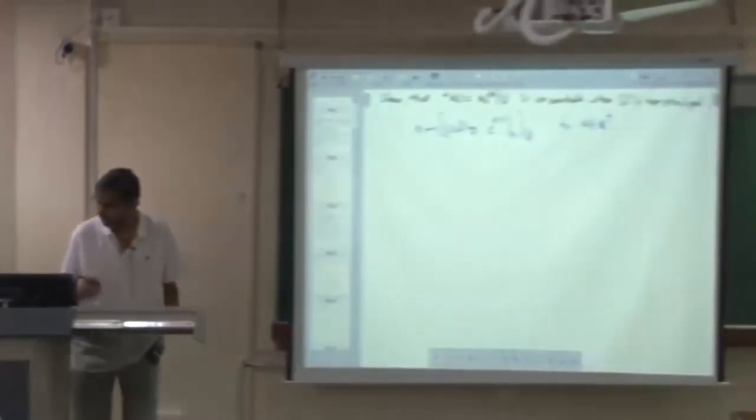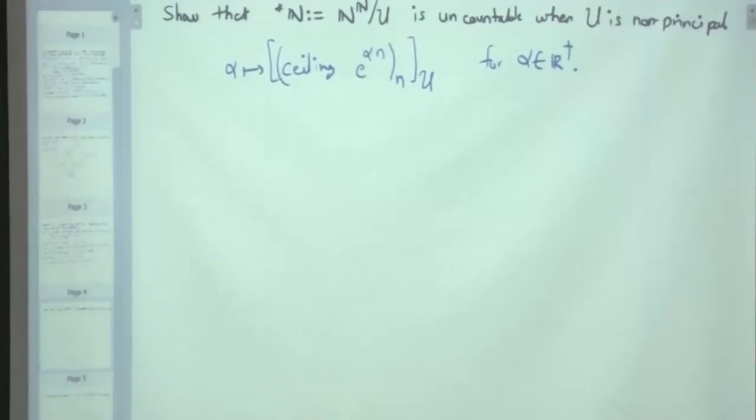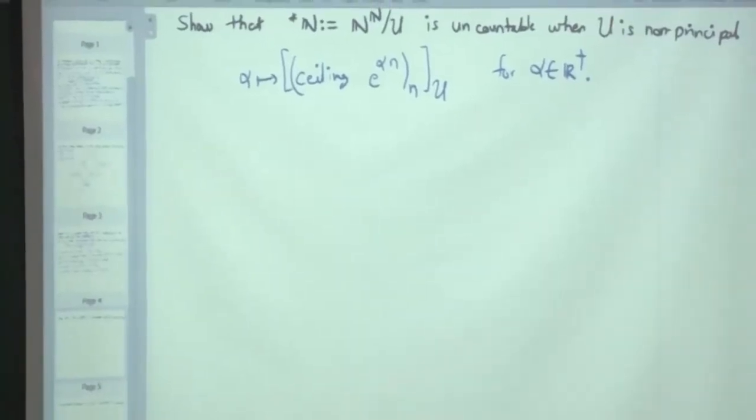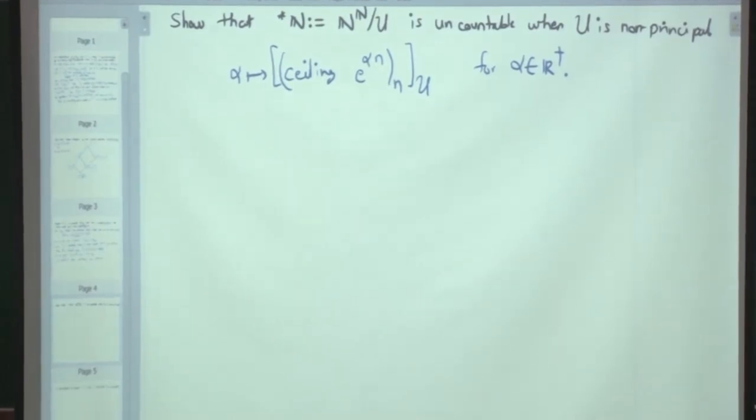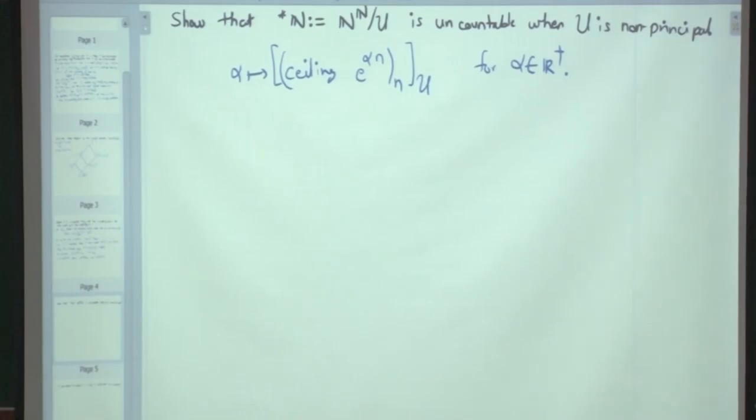So for alpha in R plus, that's your claim, this sequence. Ceiling is usually written like this. Perhaps we will have to go into some dynamical systems for proving that the equivalence class is always different.